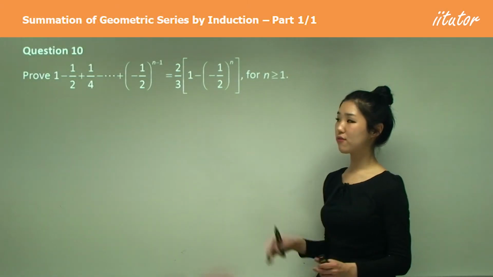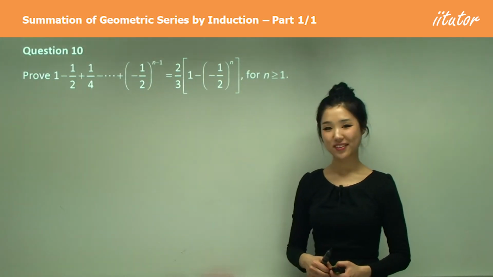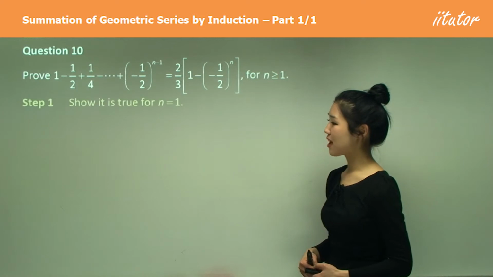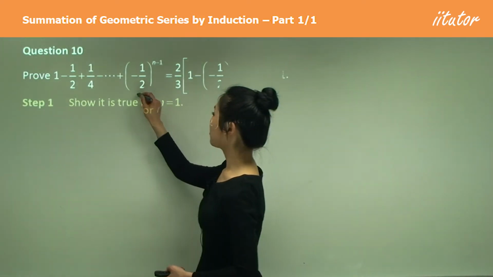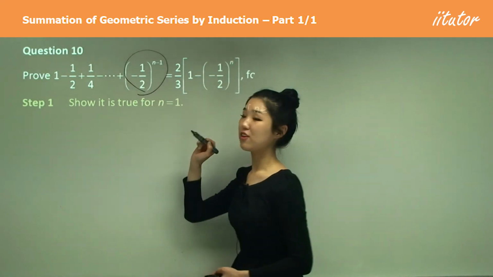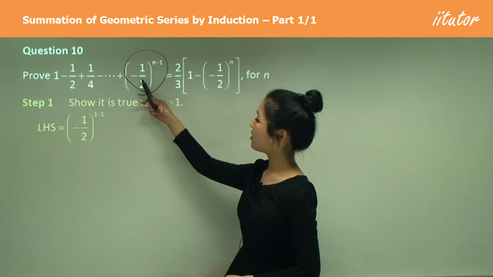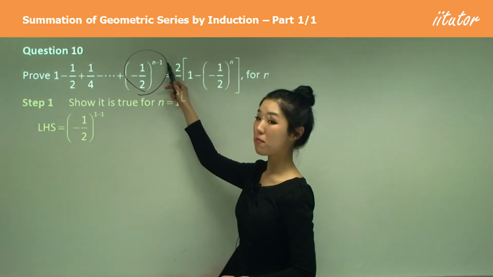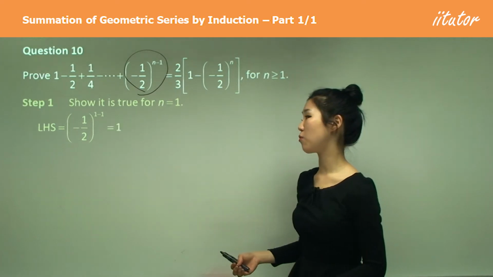All right, we want to prove this big thing. It's given to us that n is greater than or equal to 1. So we'll start off as usual with step 1, show it's true for n equals 1. I'm going to put n equals 1 into this, which is our general term for the left-hand side. So the left-hand side will be negative a half to the power of 1 minus 1. 1 minus 1 is 0. Anything to the power of 0 is 1.